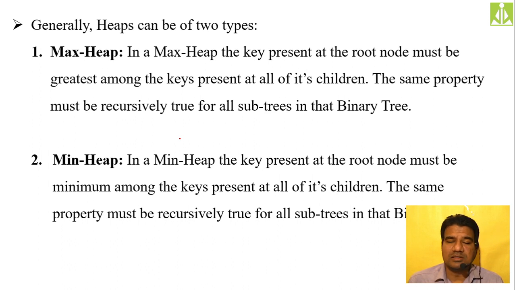First of all, see the definition of maximum heap, then I will also discuss the definition of minimum heap. In a maximum heap, the key present at the root node must be greatest among the keys present in all its children. So in a tree data structure, the root node should be the highest value. This is the only definition that you have to remember: the root node should be the highest value in maximum heap.